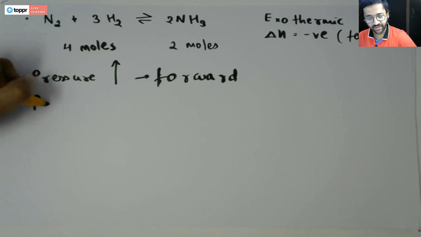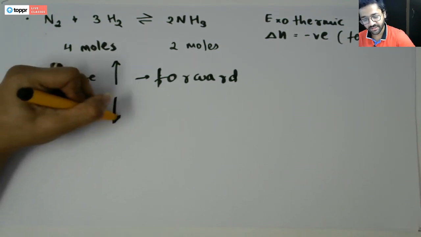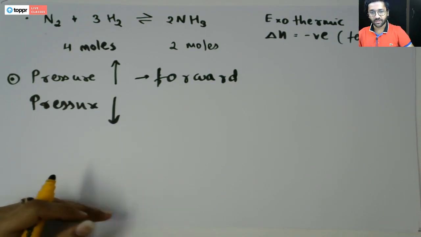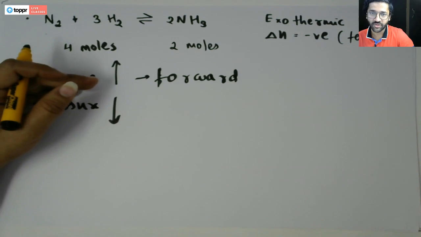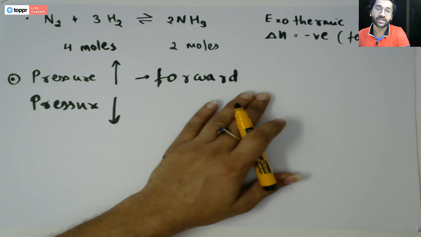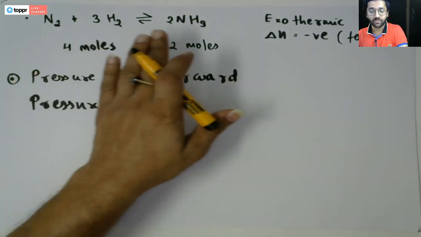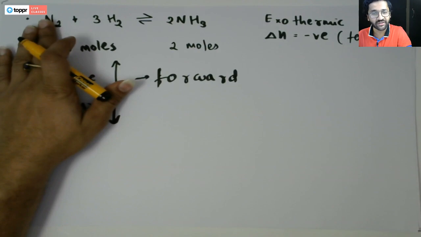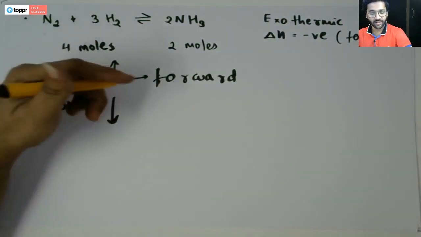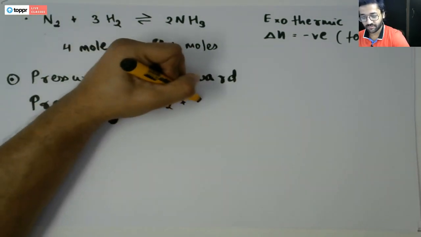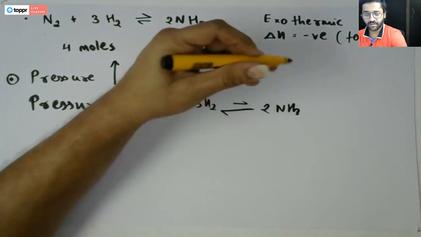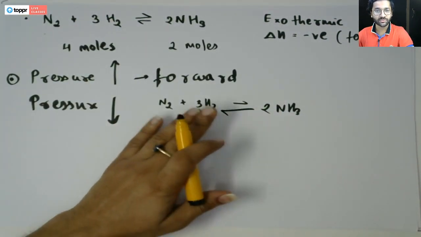On the contrary, if I decrease the pressure, the whole system will try to increase the pressure of the system, right? Now to increase the pressure, it will have to move in the direction where the number of moles is greater, and the greater number of moles is on the left side, which is the reactant side. Hence the reaction will start moving more towards the backward direction. Backward is happening more than the forward.